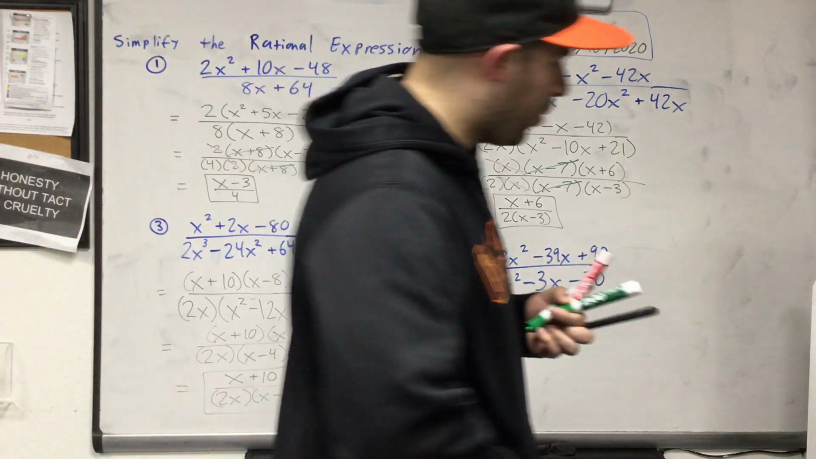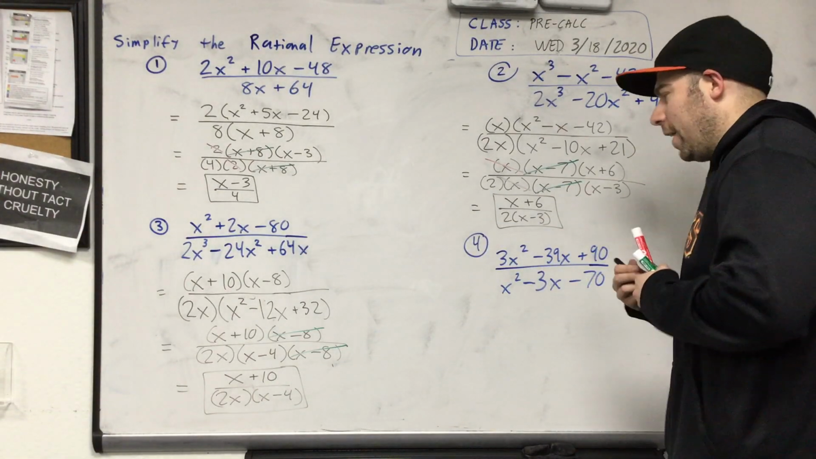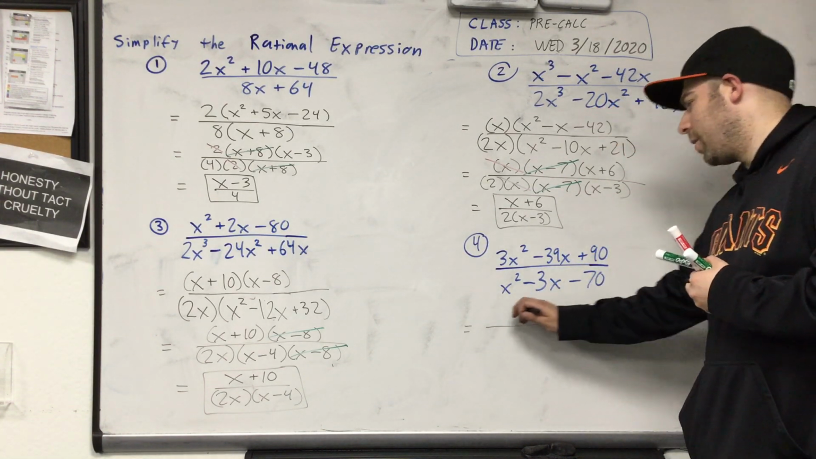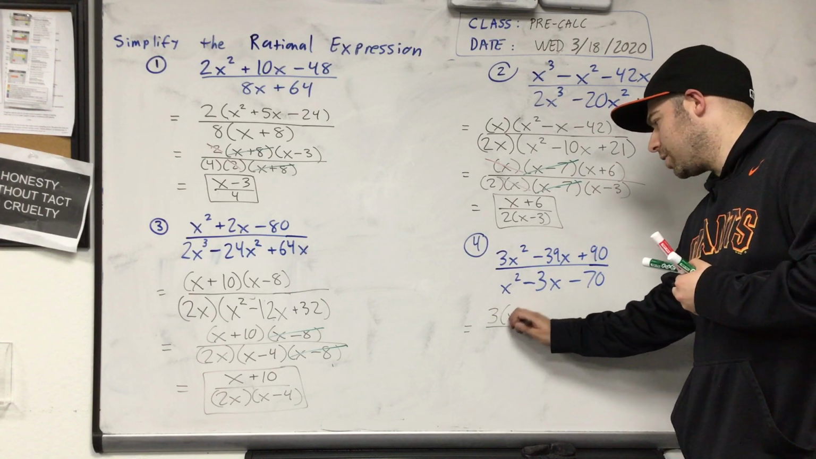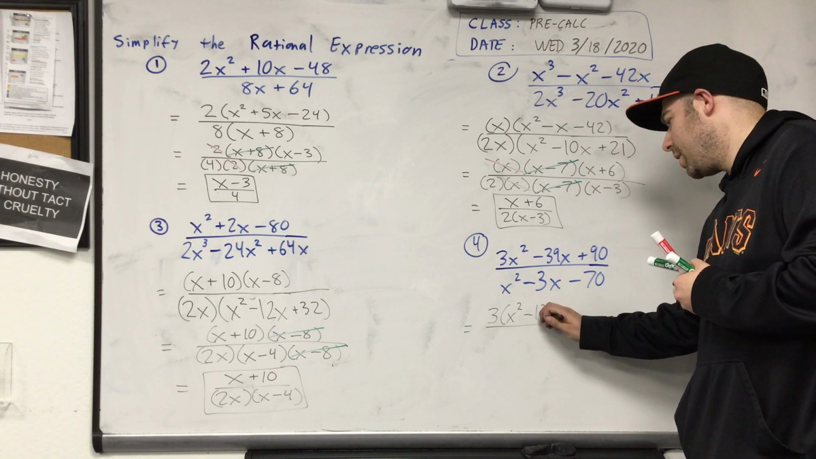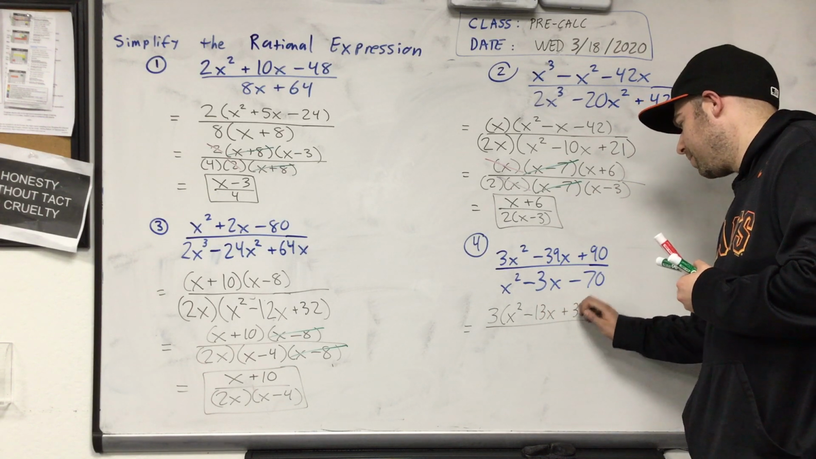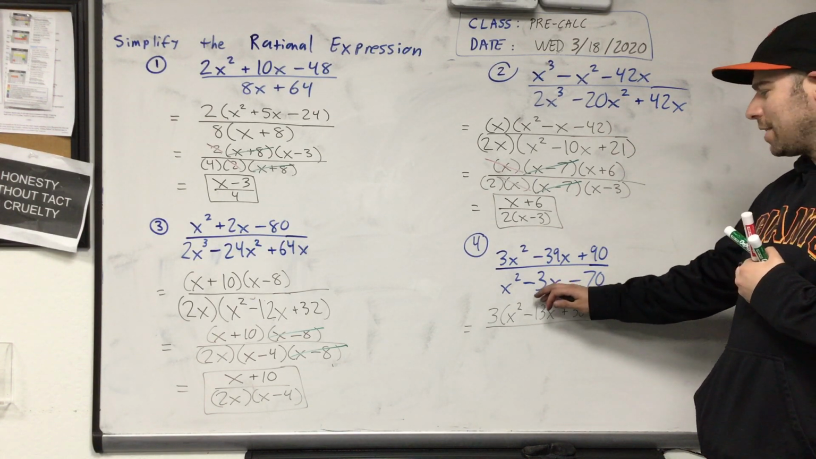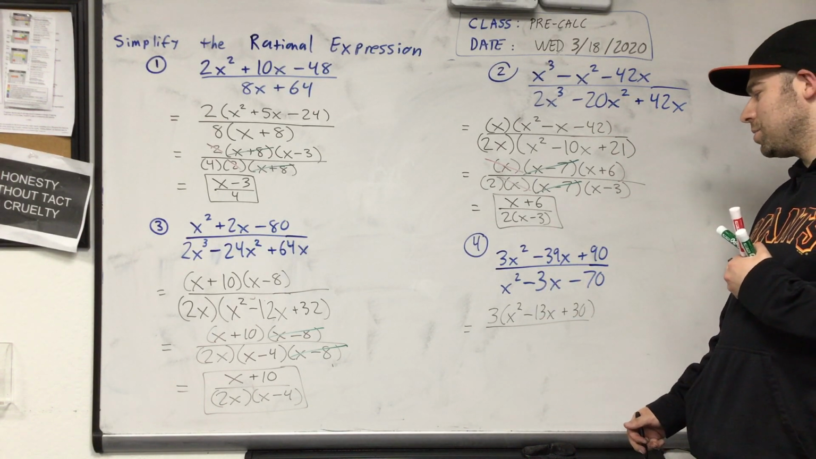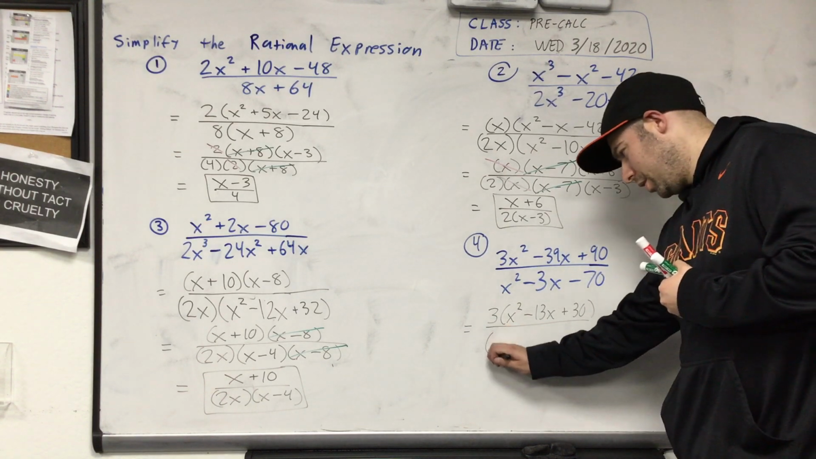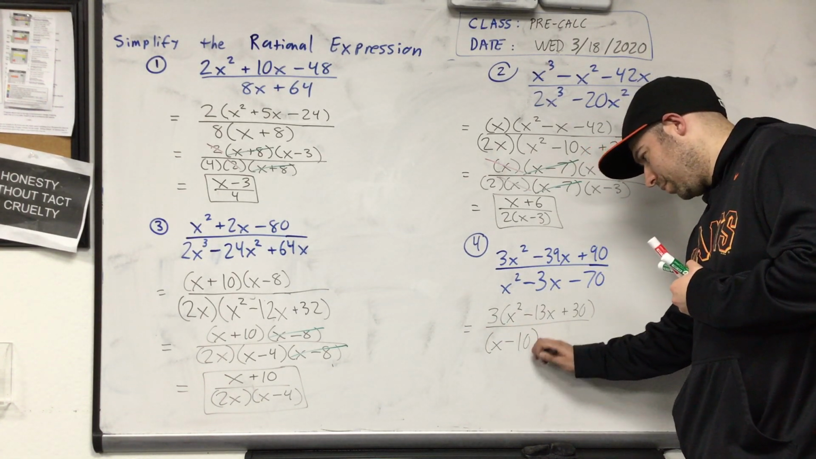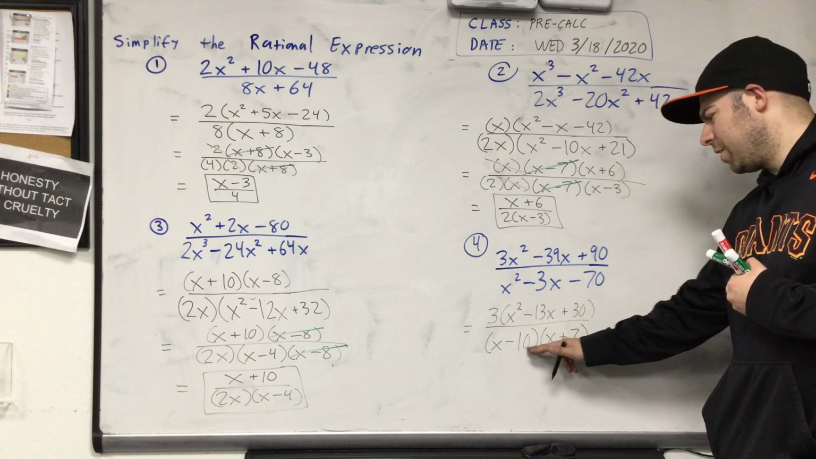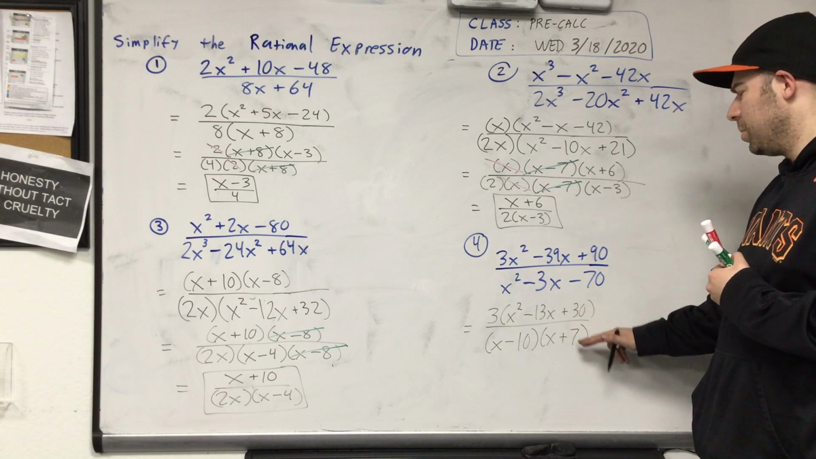Okay, let's take a look at number 4. If I take out all 3 terms on the top, I can factor out a 3, and I get x squared minus 13x plus 30. 2 numbers that multiply to negative 70 and add to negative 3, that has to be a positive negative combination, in particular strong negative. X minus 10, x plus 7. Yes, that's right, negative 10 times 7 is negative 70, negative 10 plus 7 is negative 3.